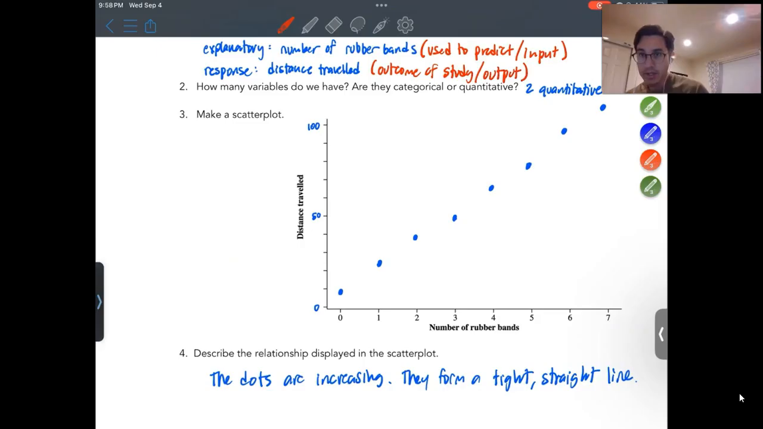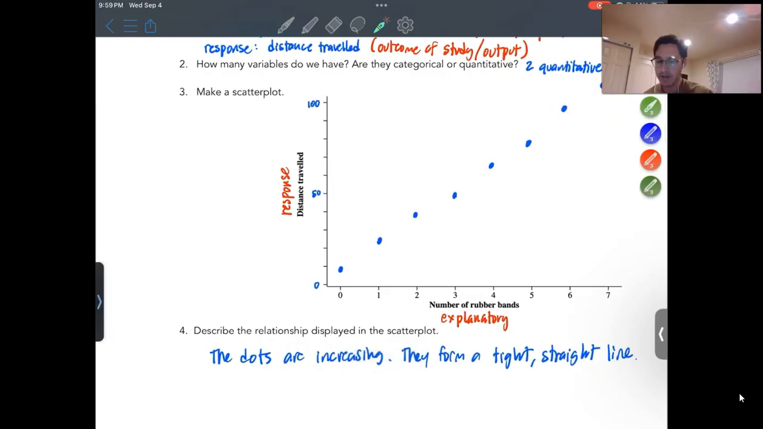All right, let's go ahead and make a note of that. So this is our explanatory. And this is our response. Right. And it will always be constructed this way. Okay? Explanatory goes on the x-axis. Response variable goes on the y-axis. All right, here's a pretty simple description of the relationship, right? So the dots here have an increasing pattern, and they're very tightly aligned with one another. And so they form a nice straight line.